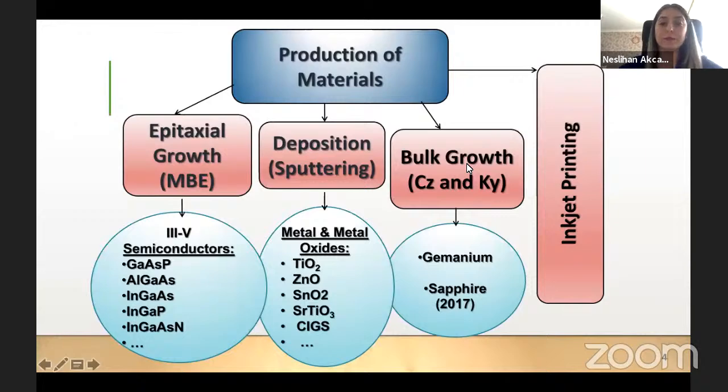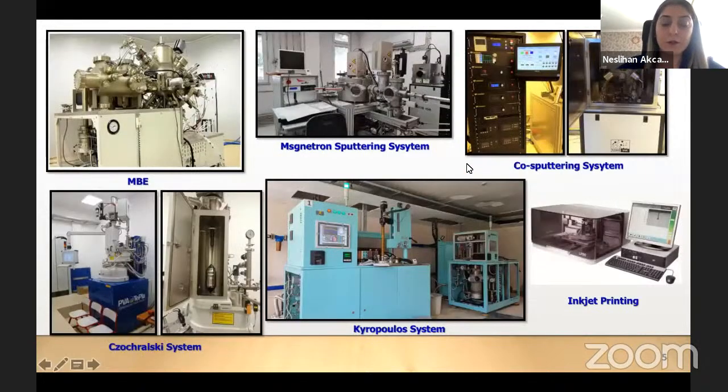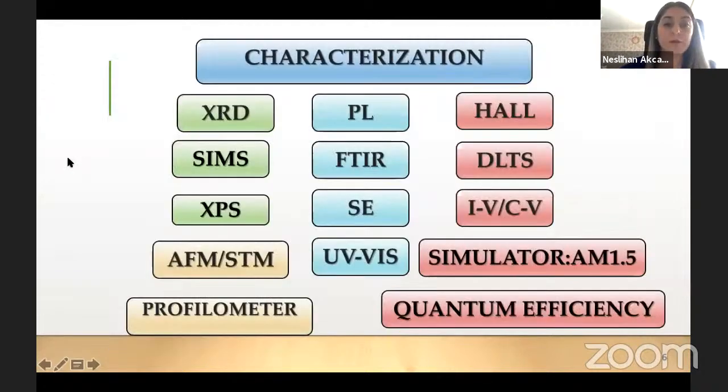Of course, I'm showing here only some of the characterization and production systems which are available in our laboratory. Here you see the MBE system and the magnetron sputtering system. We have two magnetron sputtering systems at our laboratory. One of them is a co-sputtering system, which we used in our studies. And here you see the Czochralski system for production of germanium bulks, and the Kyropoulos system for sapphire production, and inkjet printing.